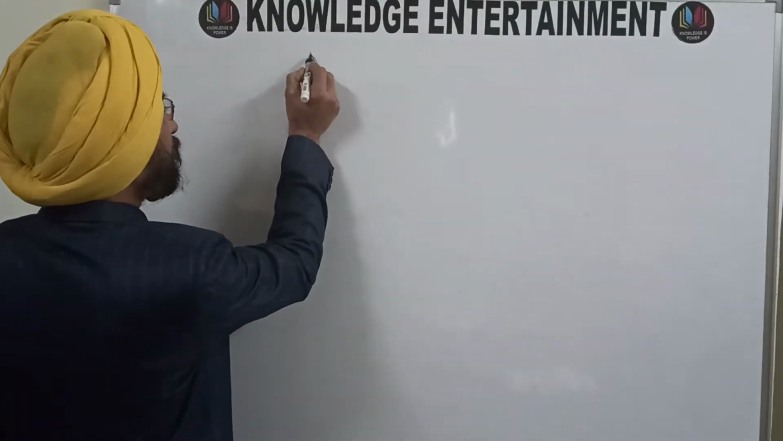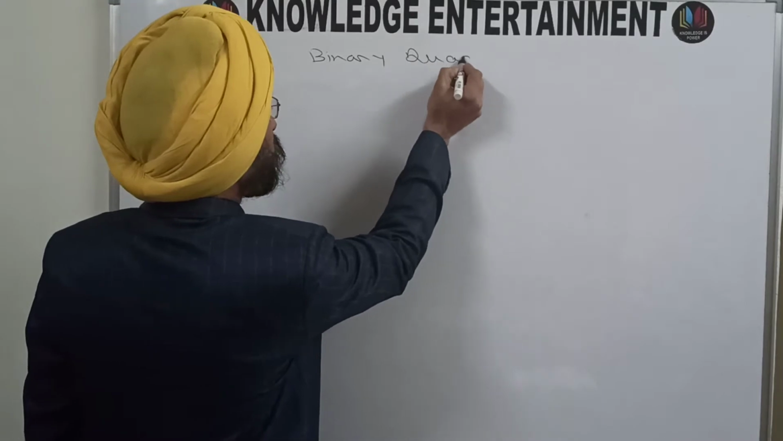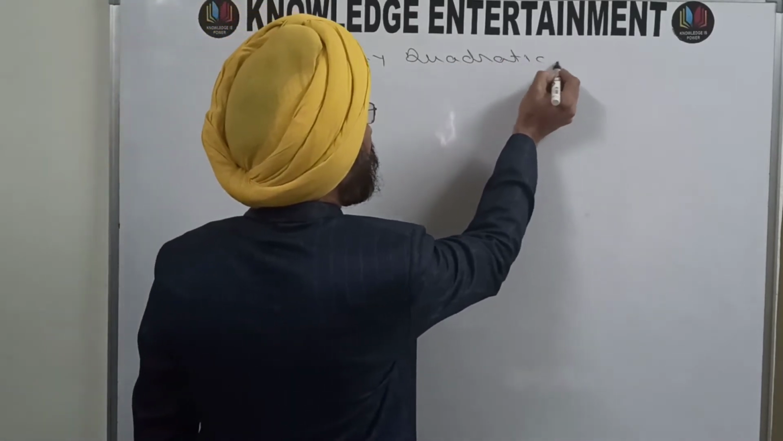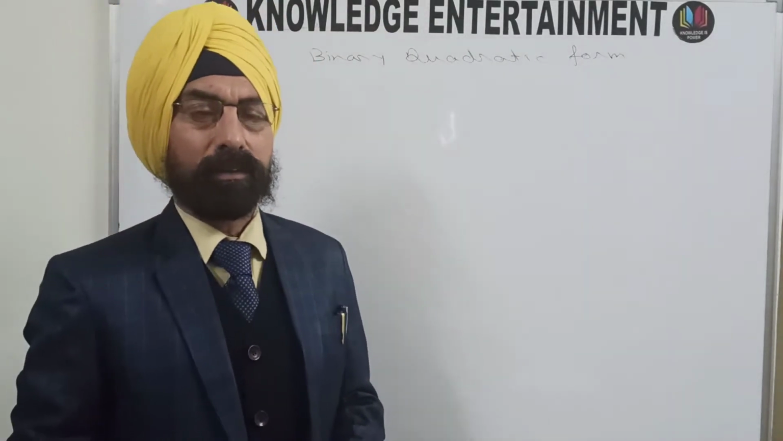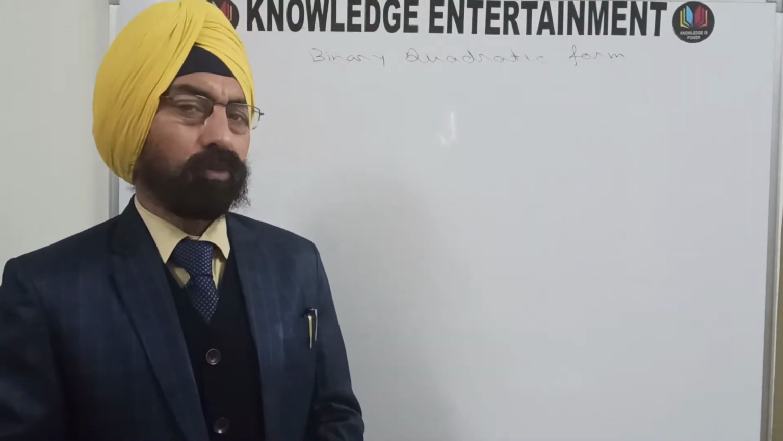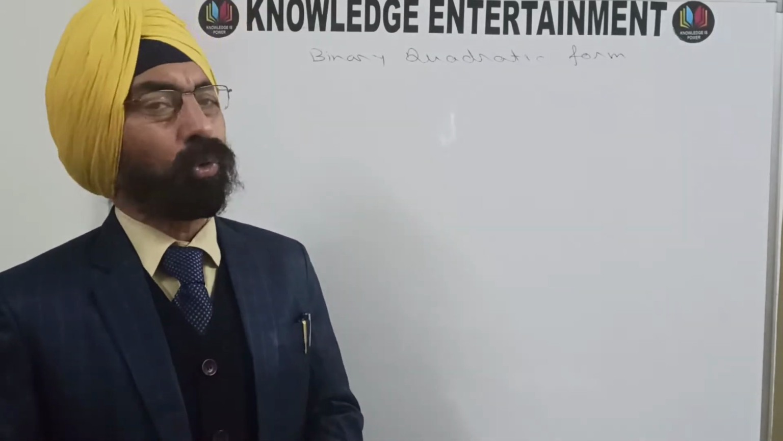Welcome dear students once again into the class of number theory, and in this video we are going to start the new chapter, and the new chapter which we are going to start is binary quadratic forms. So before defining a binary quadratic form, we must know what is a form, what is a quadratic form, and then we will define what is a binary quadratic form.